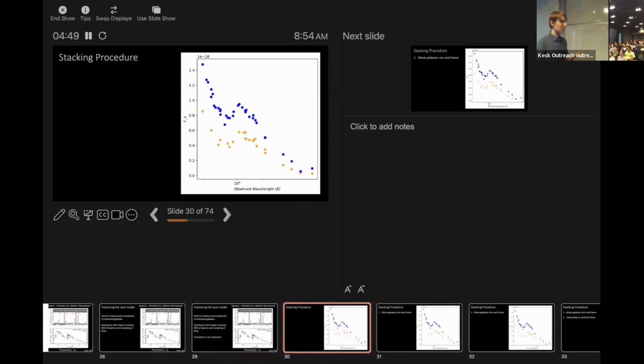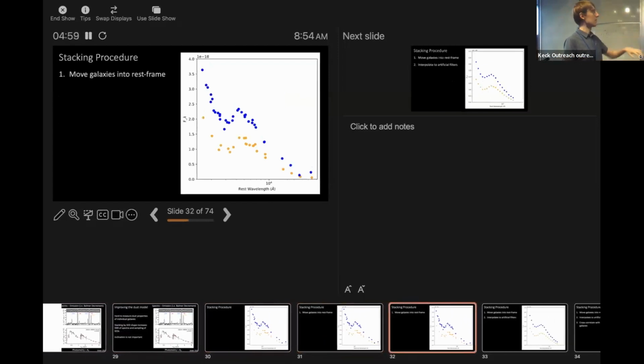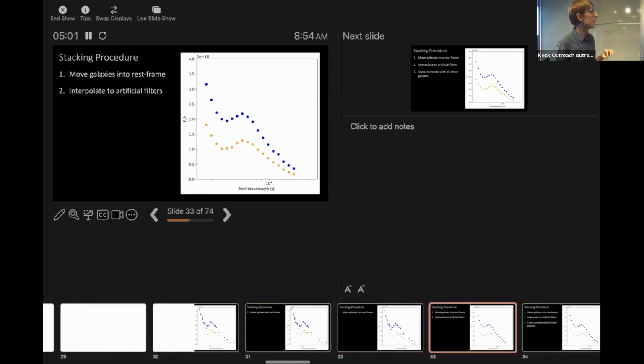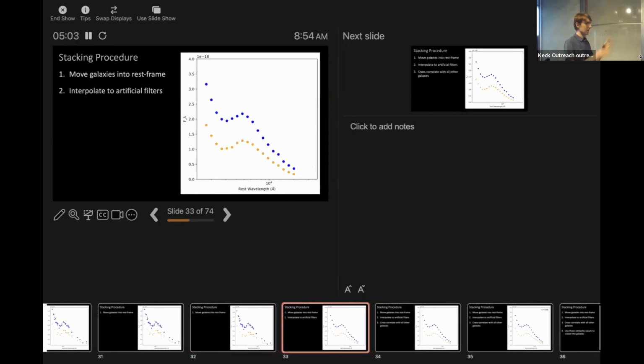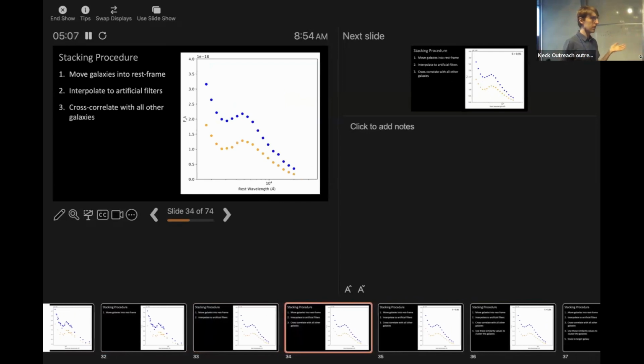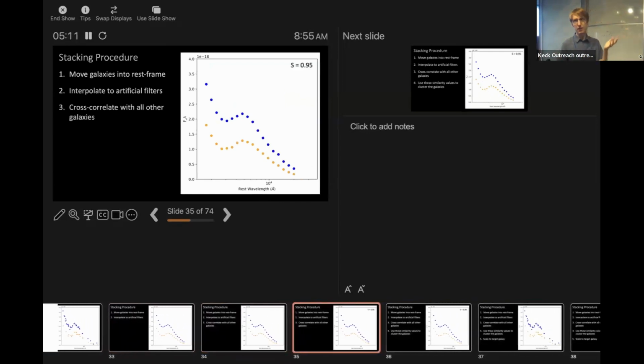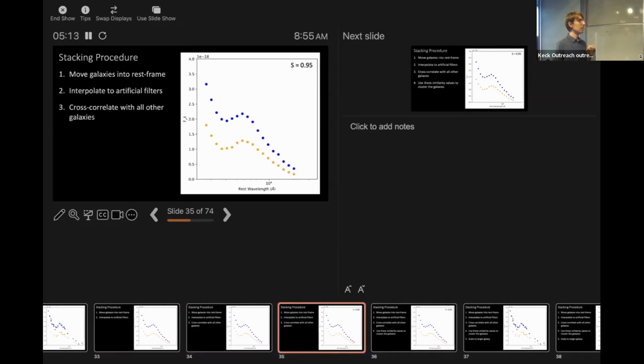So how did we do that? First, we need to identify what it means for two galaxies to have the same SED shape. And so we wanted to do this in a mathematical way. So we take the galaxies, move them to the rest frame, smooth out their SEDs into these filters so we can compare them, and then run a cross correlation for the shapes of these galaxies and get a similarity value from 0 to 1, where 1 is perfectly identical and 0 is perfectly anti-correlated.